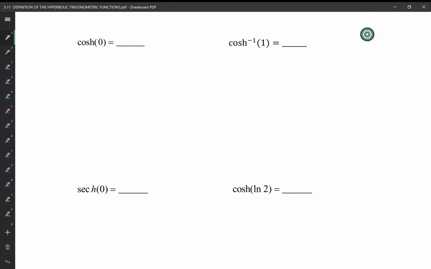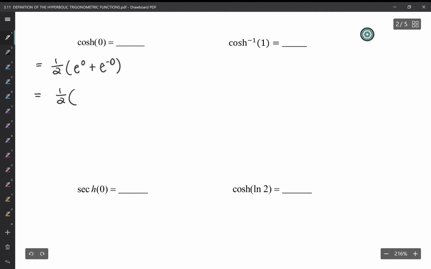Let's look at the hyperbolic cosine of 0. This will be equal to 1/2 times e to the 0 plus e to the negative 0, which is equal to 1/2 times 1 plus 1. So that's 1/2 times 2, which is equivalent to 1.